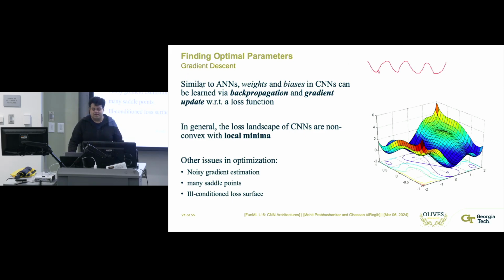But still, we do use some kind of gradient descent algorithms in order to construct our best possible parameters, what we would call optimal parameters. And of course, your local minima is not your global minima, which is a very, very big problem. But then you have other issues in optimization as well: noisy gradient estimation, many saddle points, and ill-conditioned loss surface. This is what we mean by ill-conditioned loss surface.